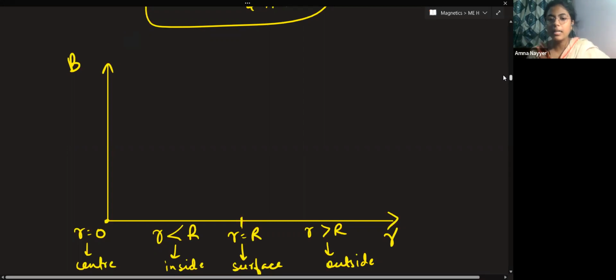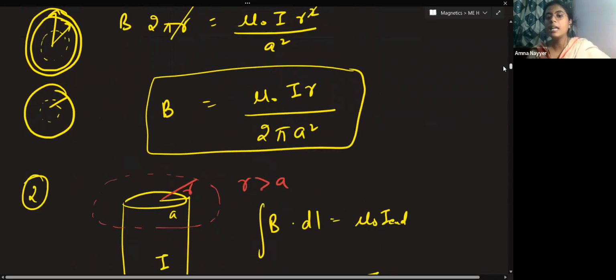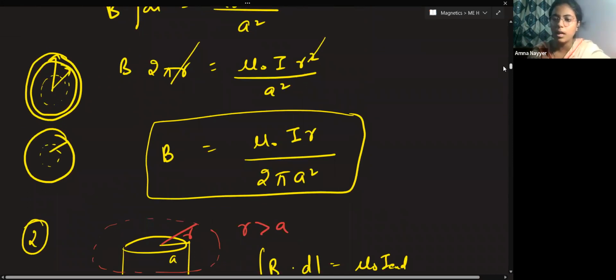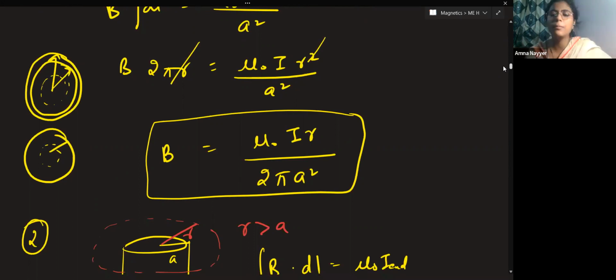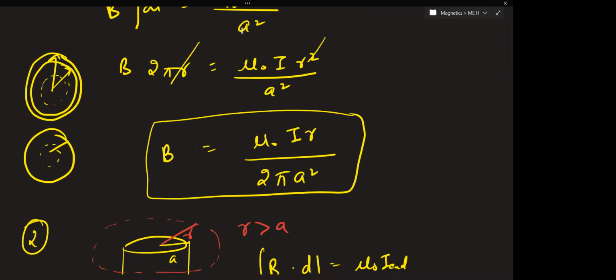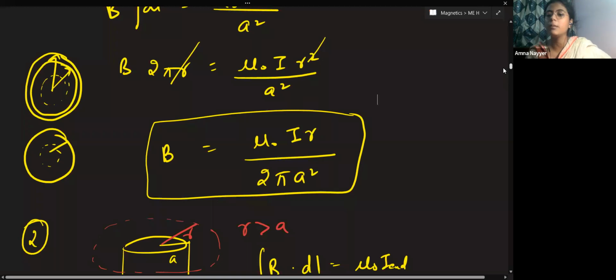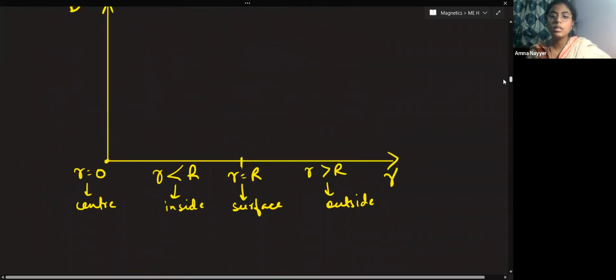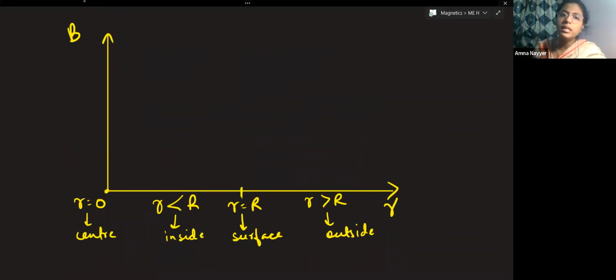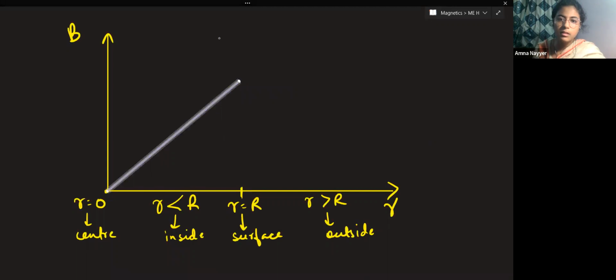Inside, I think we had done in the first part. How did B and r vary? Look into the formula. How are magnetic field and small r varying with each other? Directly proportional, inversely proportional, independent, what class? Directly proportional. Good, Asta. They are directly proportional to each other. So the graph that you obtain will be a straight line, because the magnetic field is directly proportional to r, till the surface. This part is inside. Agreed?